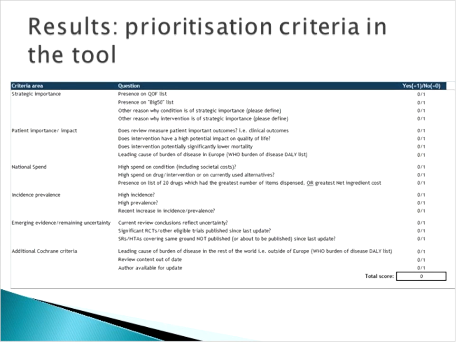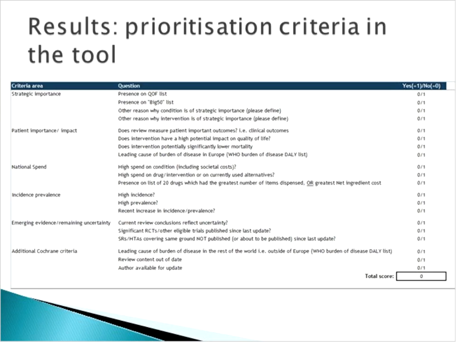So I hope you can see this clearly, but basically the tool that was created from the project was a spreadsheet with 3 different sheets. On this first sheet is the main scoring sheet. As you can see on the left-hand column, the NHS stakeholders came up with 5 key themes that they thought were most important when prioritising topics for updating. They were strategic importance, patient importance and impact, national spend, incidence and prevalence, and then emerging evidence and remaining uncertainty, which also overlaps with Sally's tool.